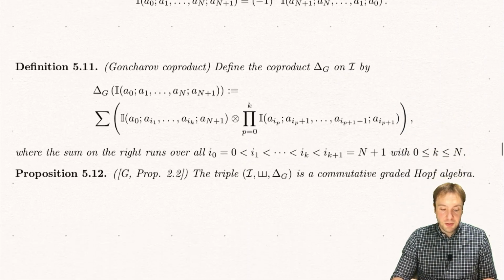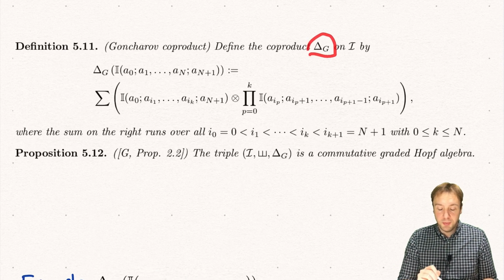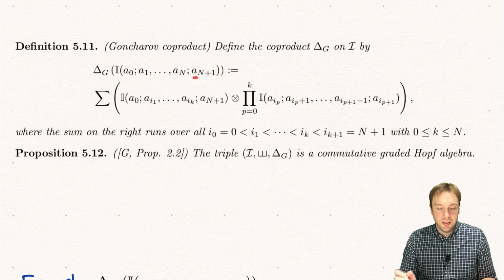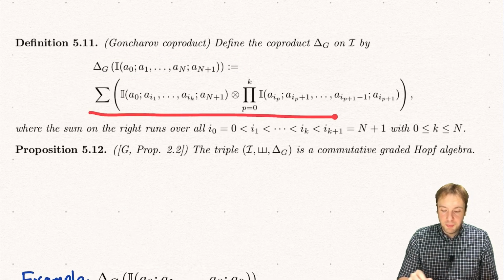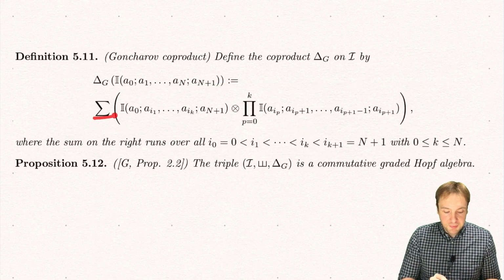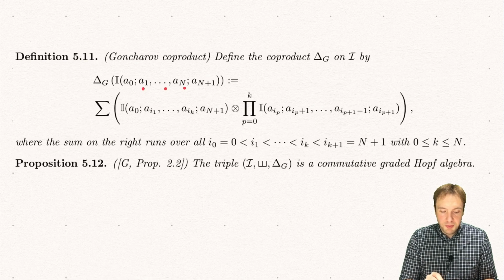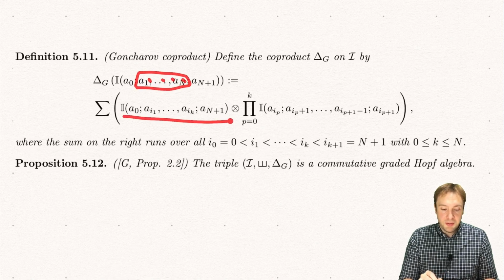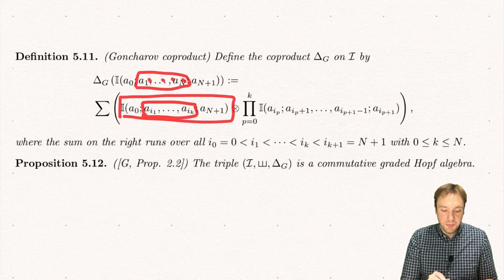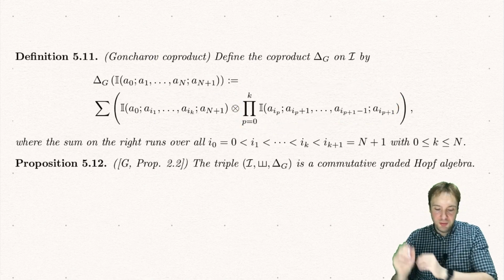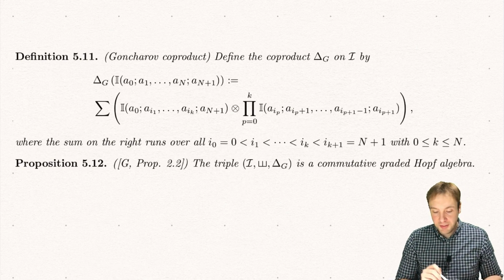And on this space, Goncharov then defines the following coproduct, which we will denote by delta G. The coproduct of this formally iterated integral I a0 up to a n+1 is given by this sum here, which, if you look at it the first time, maybe looks a little bit confusing. What you do is you take the sum over all possible choices of indices. This k means from these n positions you choose k of them. And on the left-hand side, you write down the ones you choose. And on the right-hand side, you write down the product of the elements between your choices. And we will do an example to make this clear.